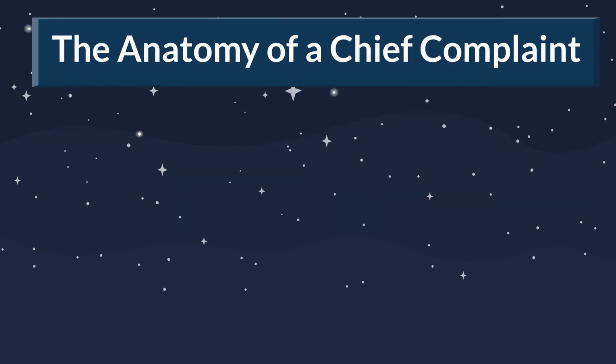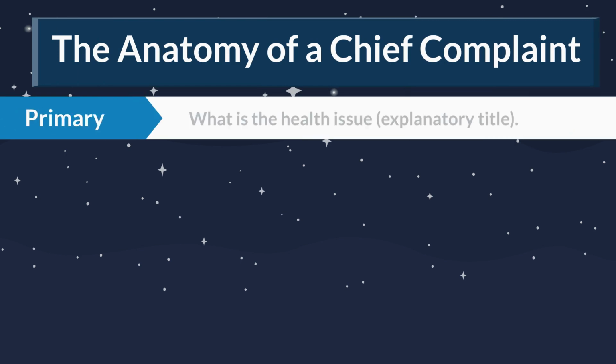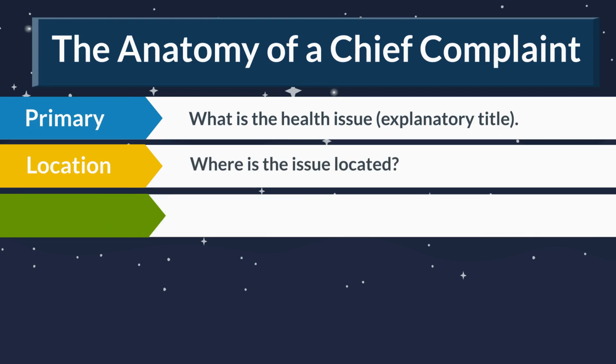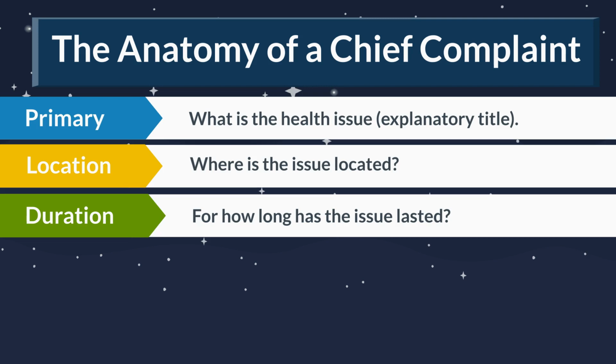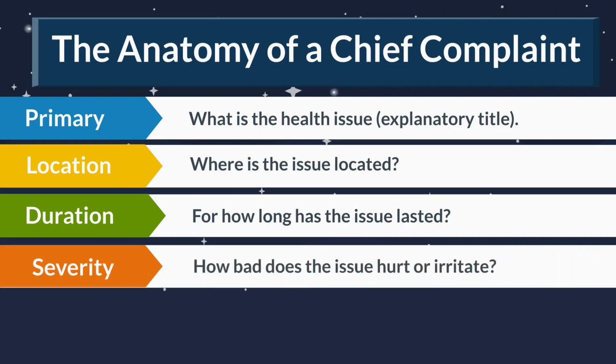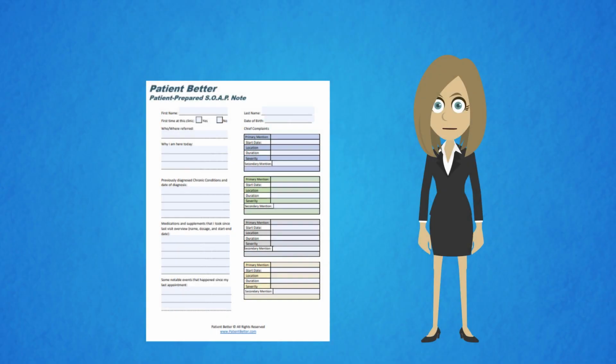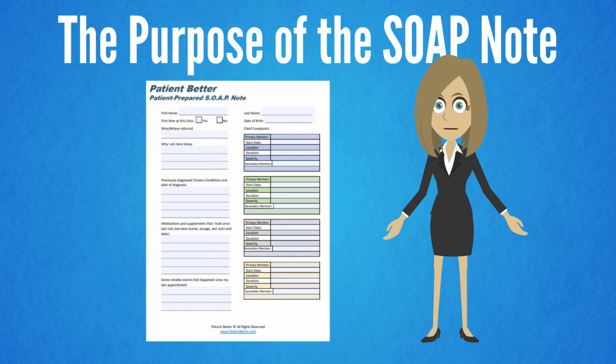Here is the anatomy of a chief complaint and how it should be documented. First is the primary mention, which should be the title of the health issue, the location, where is the health issue located, the duration, for how long has the health issue lasted, the severity, how bad does the health issue hurt or irritate. Lastly is a secondary mention, which is the reporting of occurrence that may have provoked the health issue itself. And preparing your SOAP note prior to the appointment will be your key into reducing the discovery time and allowing more room for treatment.